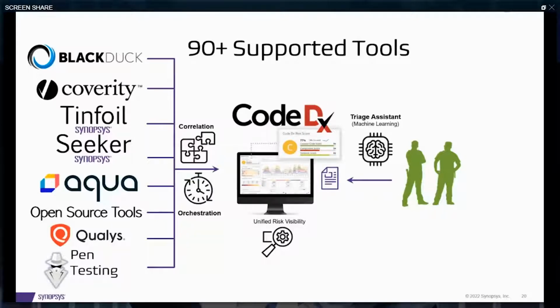Not only can we do that, we can automatically create that ticket for you. So if you want to create a ticket in Jira, ADO, or ServiceNow, the triage assistant and the policies within Codex can enforce that and automate that whole process, again eliminating the need for you to go through those extra steps.